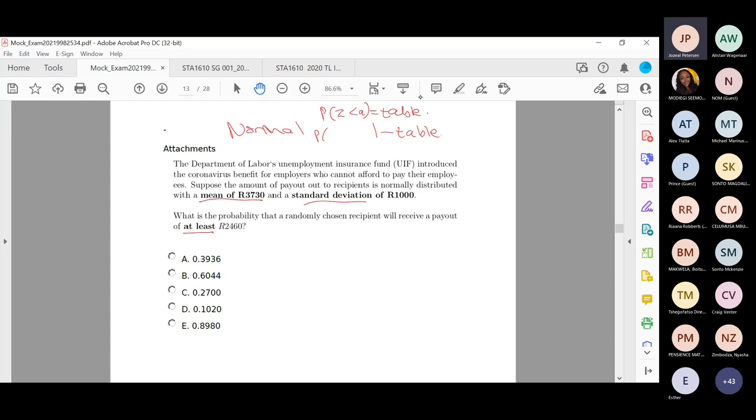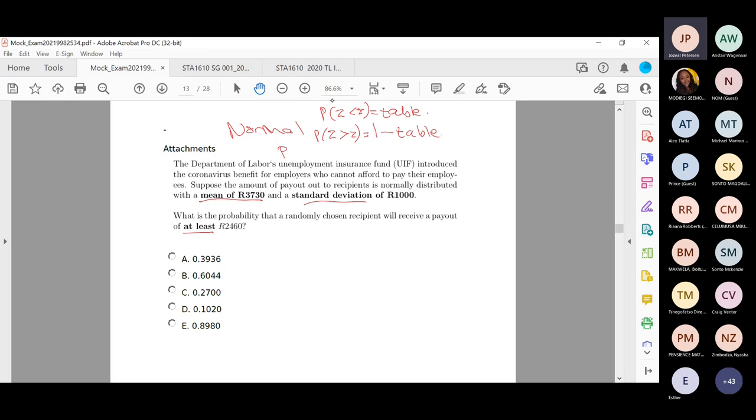If you are given the probability of Z greater than a value of z, on some of the questions that have been posted on WhatsApp, they use a small z, so I'm going to use the small z so that you can understand that. So the probability that the Z score is less than or equal to the z value, you find it on the table. The probability that your Z is greater than a z value, you will find it by using 1 minus the probability you find on the table.